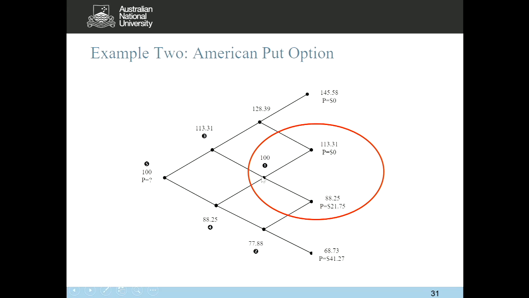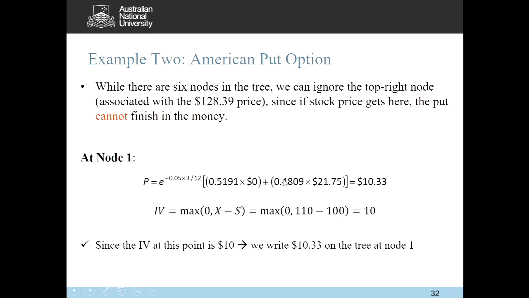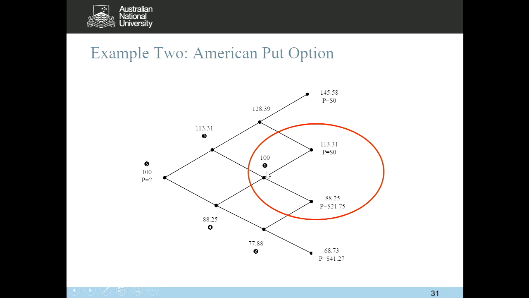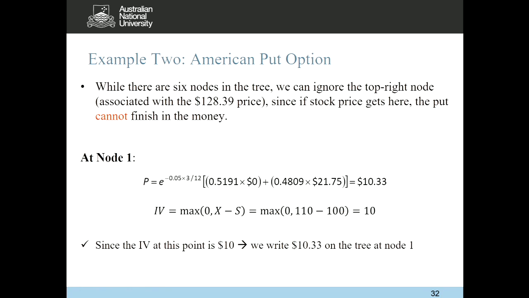So before we write down $10.33 in Node 1, let's check the intrinsic value. The share price in Node 1 is $100. Our strike price is $110. That's $10 below the strike. If we exercise the put, it immediately gives us a value of 10. However, holding on to that put option for another 3 months gives us a payoff of $10.33.